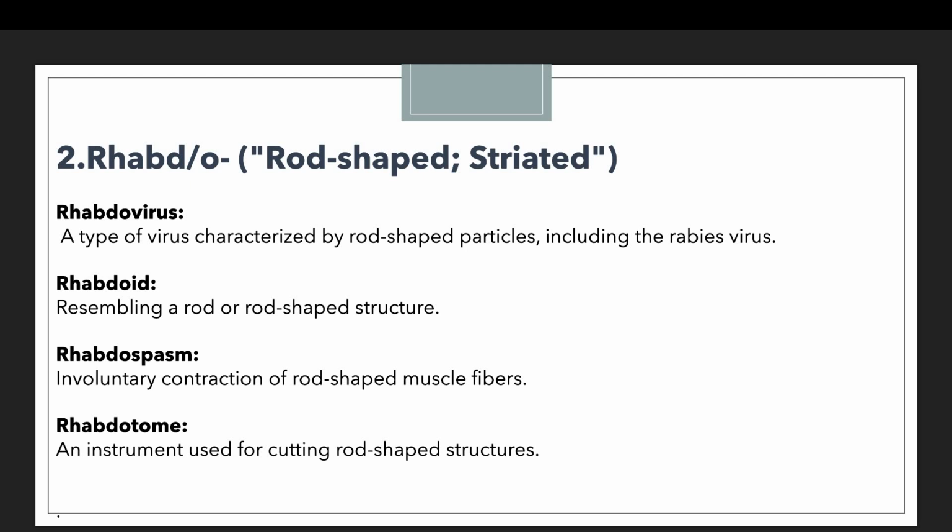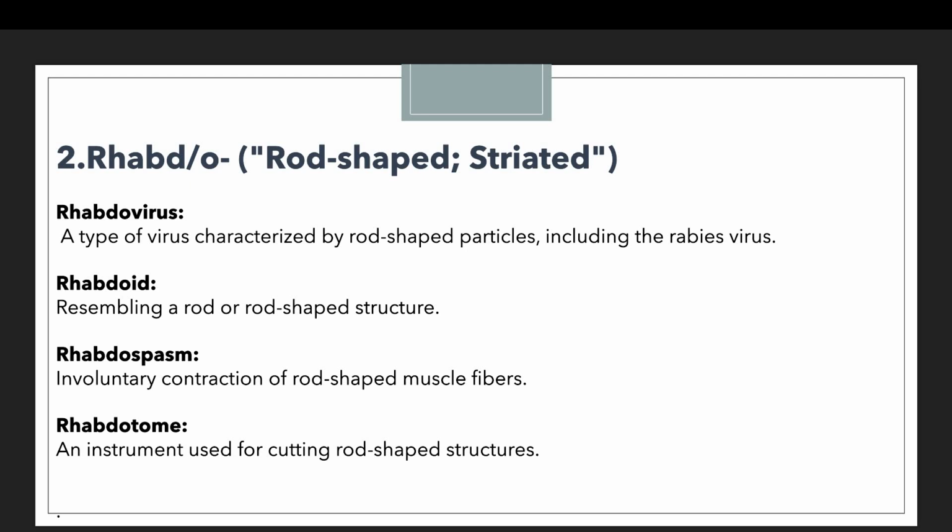The first example is rhabdovirus. Now what is rhabdovirus? A type of virus characterized by a rod shaped particle, including the rabies virus. So again you can see this virus is characterized by rod shaped particles. To show that rod shaped particle, we are using the prefix rhabdo, and the complete terminology is rhabdovirus, and the prefix is rhabdo.